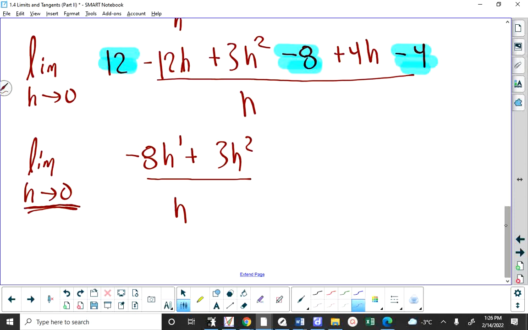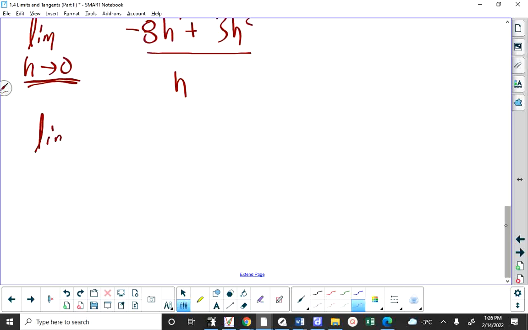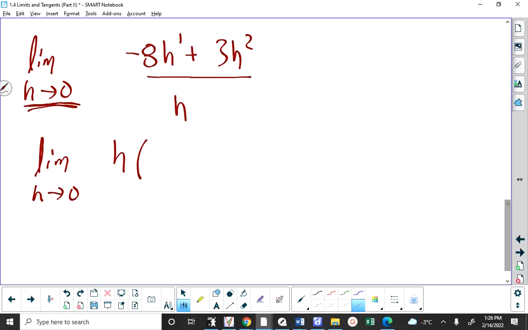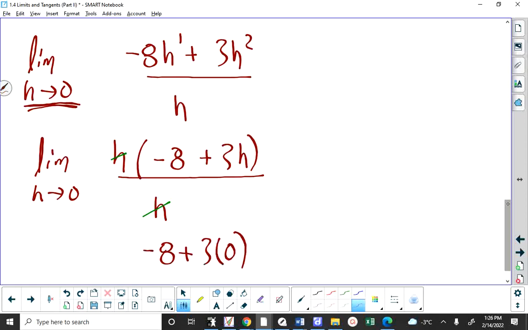Anyway, finishing this off, limit as h approaches 0, I can take an h out and have left negative 8 plus 3h over h. The h's cancel as factors, and we put 0 in for h and get negative 8 plus 3 times 0. All right, I think I've finally warmed up. So you get negative 8, which is what we got before, correct? So that's just a warm-up. And again, your assignment that you're going to be working on for Wednesday is related to that.